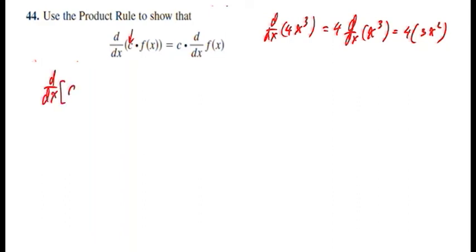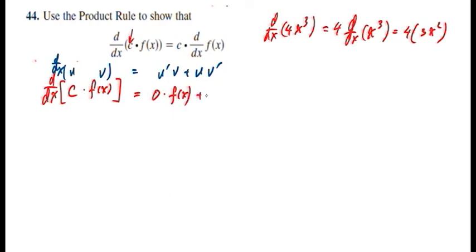So constant times f of x. And then let's say this is u and this is v. And product rule looks like this. Right? So u prime, the derivative of the constant, is 0 times v, plus u, our constant, times that, which just tells you constant times f prime of x now, isn't it? Huh, it proves it that easily.